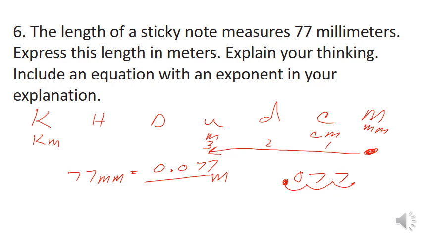Now for exponents, we have 77 meters, and we are going from a small to a large, so this is division, and we move 3 place values, so that's going to be 10 to the third.